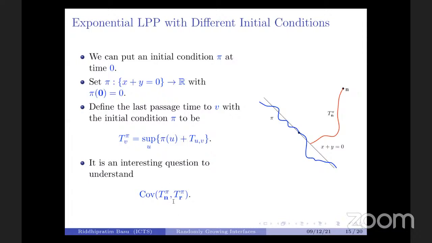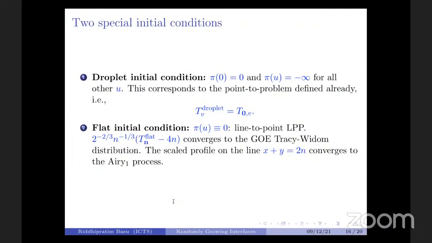When n and r both become large and r over n is a fixed constant or something like that. So as I said, there are a number of special initial conditions. In particular, this V-shaped initial condition corresponds to this particular choice of function pi. So this is known as the droplet initial condition.